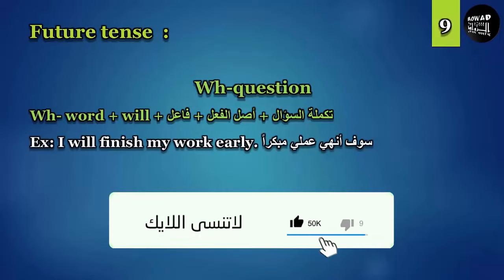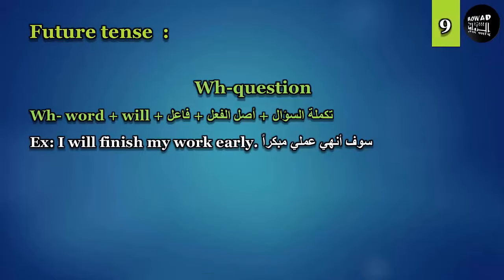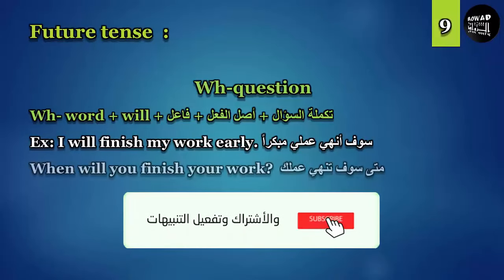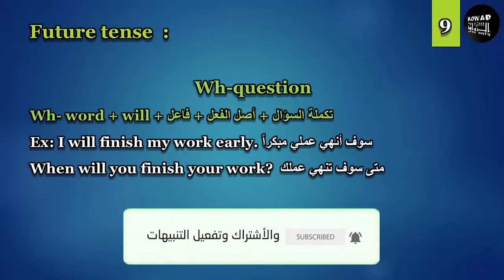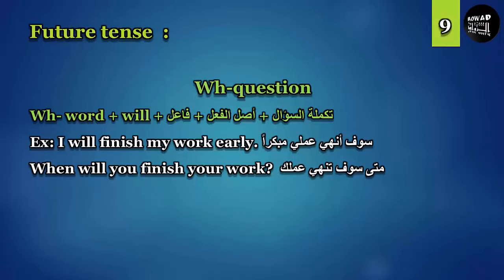نيجي ناخد مثال I will finish my work early. طبعا حنبدأ في أداة السؤال when بعديها will بعديها الفاعل. كان عندي في الجملة I، في السؤال راح يتحول you، بعديها هنكمل باقي الجملة كما هي زي ما احنا شايفين. عندي ملاحظات مهمة لازم نعرفها.